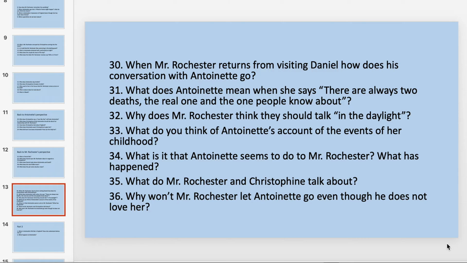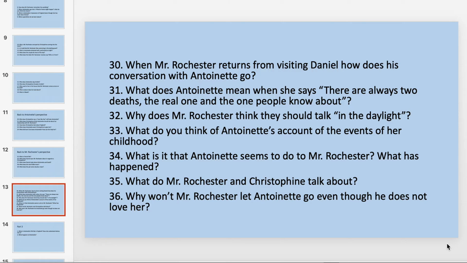He kind of finds it easier to silence her and just think on his own about what's been happening. Going on to 33, what do you think of Antoinette's account of the events of her childhood? So she has this conversation with Mr. Rochester where she again is trying to explain what her life's been like, and he's trying to silence her. So what do you think of this scene?